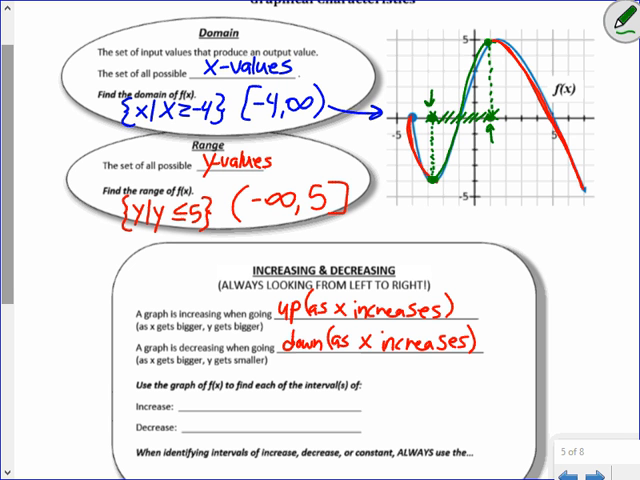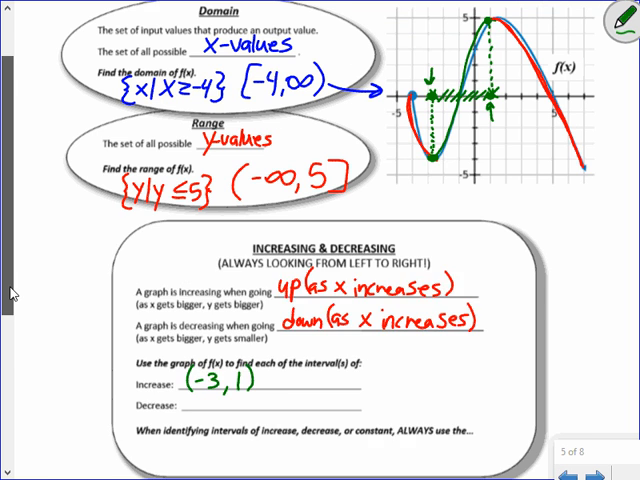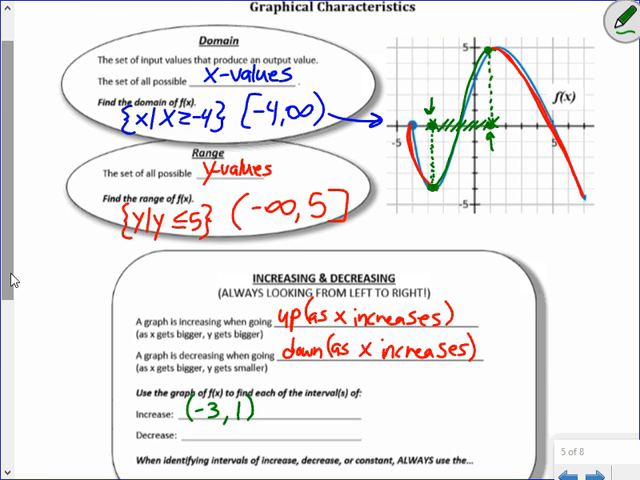If you look, it's approximately -3 on the left and approximately 1 on the right. So my interval of increase is going to be from -3 to 1, the x values. So from x equals -3 all the way to x equals 1, that's the portion of the x-axis where the graph is increasing.